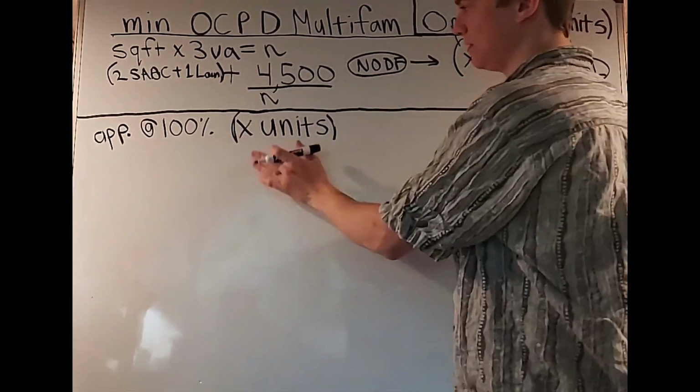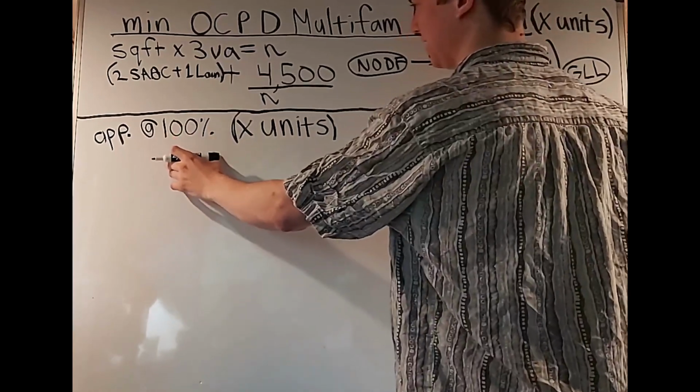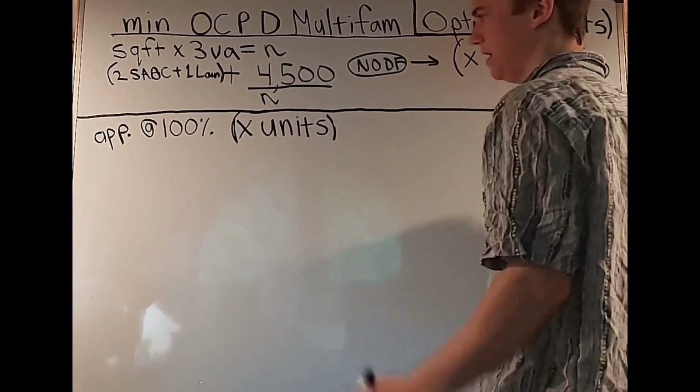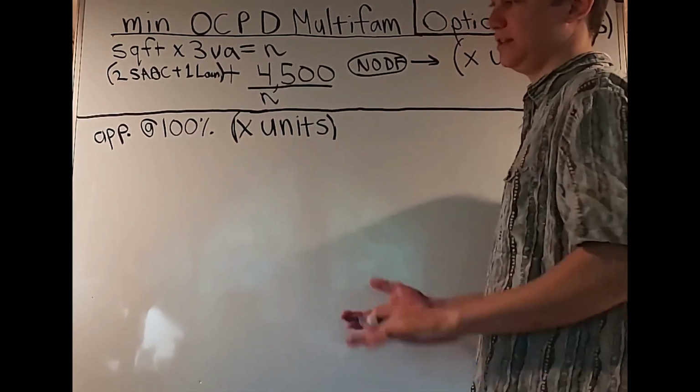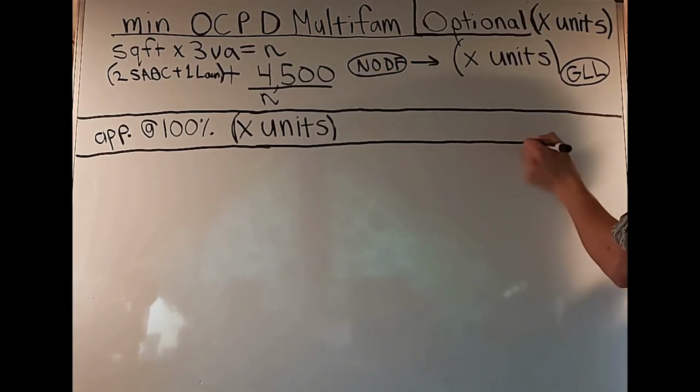Okay, so now I'm done with this section. That's all you have to do. All of your appliances at 100%, but you need to make sure to multiply by the amount of units that you have, and you want to label that somewhere on your paper so you can actually see that if you look back at it. Okay, and again, I'm separating each section with a line that is very easy to see.